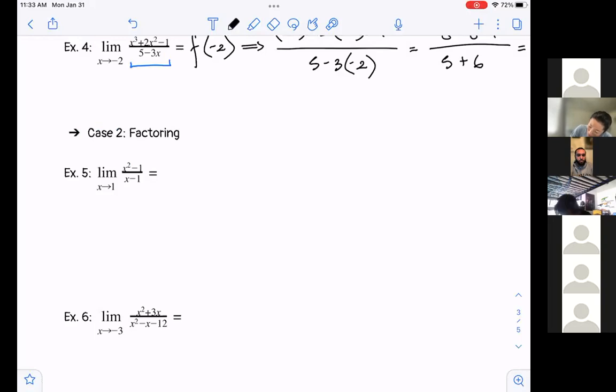I'm going to plug in a 1. So I get 1 squared minus 1 over 1 minus 1, which gives me 0 over 0. Okay. Even though we have 2 zeros, one of those zeros is the problem. Which one of those zeros is the problem? All right, we have top, we have bottom, bottom, bottom.